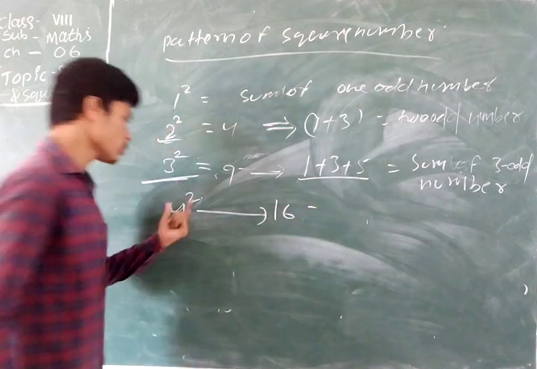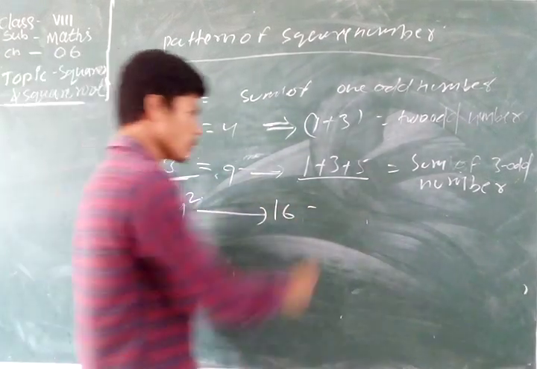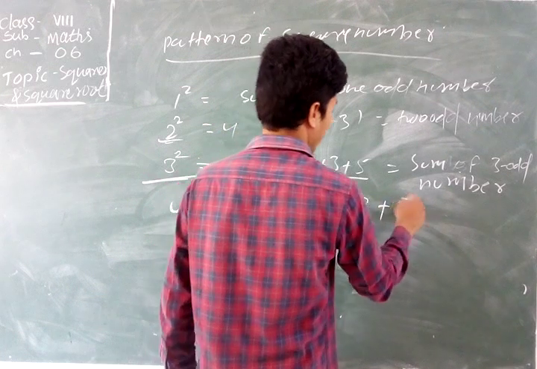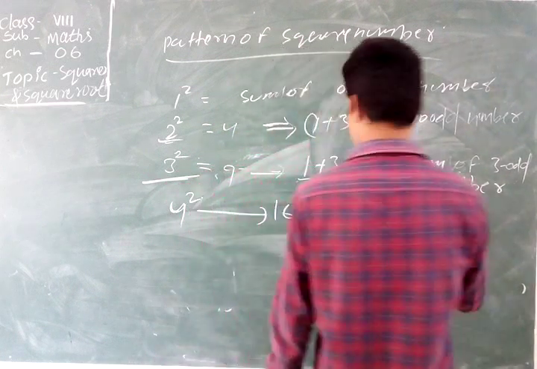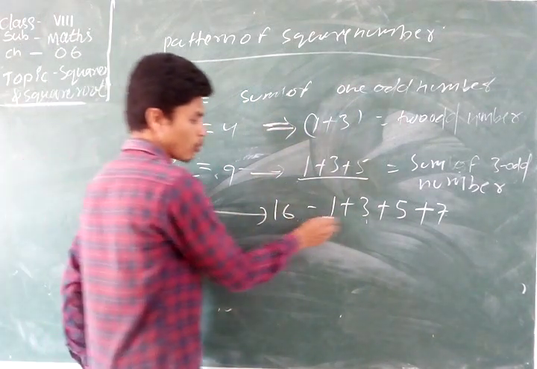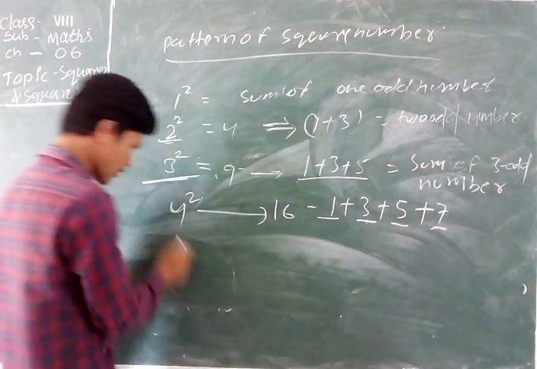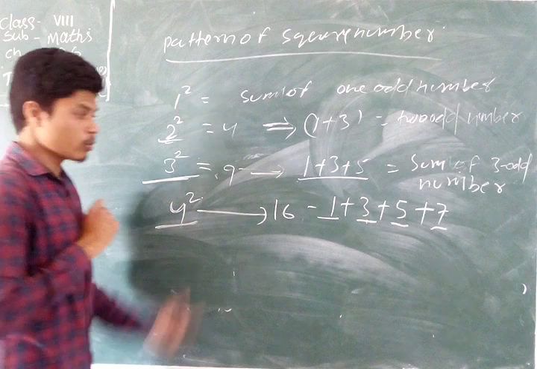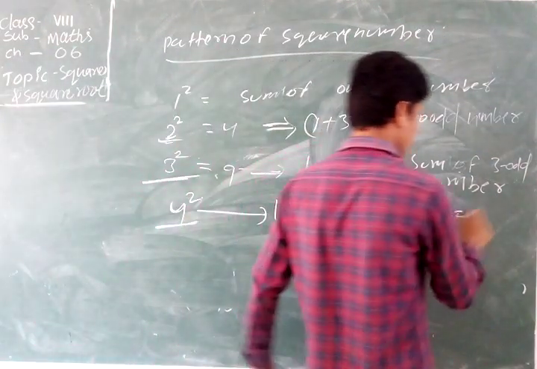What are the 4 odd numbers? 1 plus 3 plus 5 plus 7. See here, how many odd numbers are there? 1, 2, 3, 4. And we want to find the square of 4, which is 16 also. The sum of this is equal to 16.